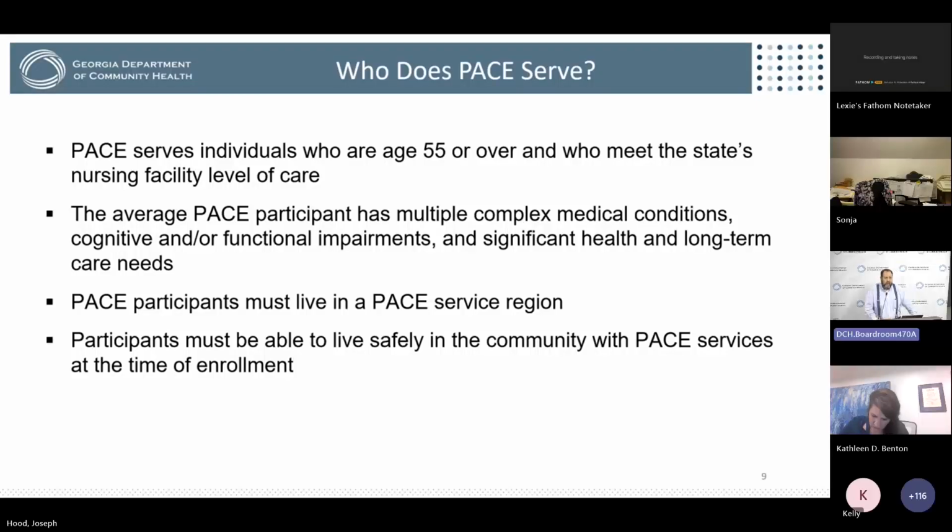So who does PACE serve? PACE serves individuals who are 55 and older and meet a nursing facility level of care. The average PACE participant often has multiple conditions, diagnoses, cognitive, functional impairments, and significant long-term care needs. PACE participants also have to live in a designated setting, and we'll talk a lot about this a little later in the presentations. And finally, PACE participants must be able to live safely in the community with PACE services at the time of enrollment.